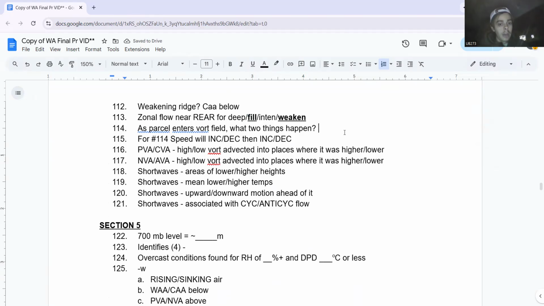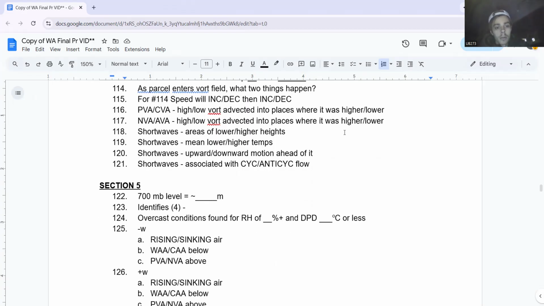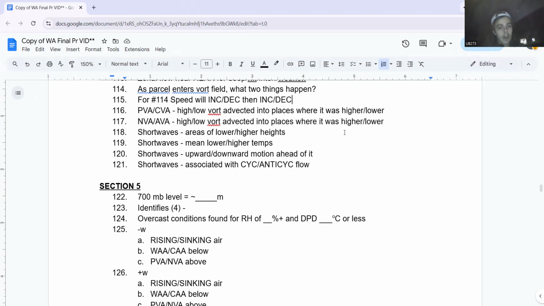As a parcel enters its vorticity field, a place where it's higher vorticity, what two things happen? Remember, it converges horizontally, stretches vertically. So remember, it's like arms out like you're a skater, but then you bring them in and you're like, ooh, okay. Or you can just think of other analogies that might not be as weather appropriate, if that helps you remember it. For number 114, speed will increase, then decrease.